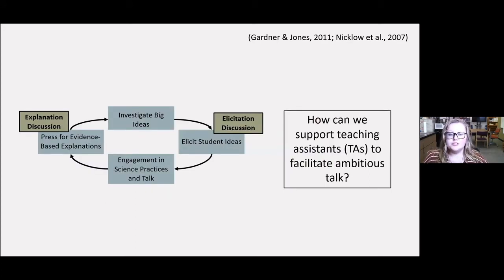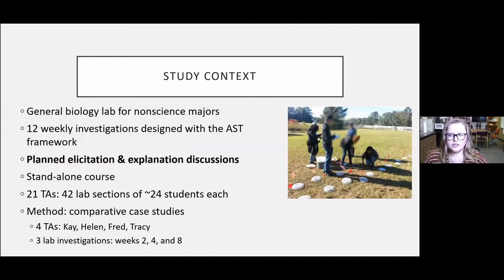And ambitious talk in the classroom and supporting students engaging in this rigorous talk can be incredibly difficult, especially for teaching assistants who often have little to no pedagogical training. And so we were interested in looking at how we can support TAs in facilitating this ambitious talk. And the context for this was a general biology lab for non-science majors. The course was designed using ambitious science teaching with planned elicitation and explanation discussions. It is a standalone course requiring 21 TAs to teach it. And for a methodology, we use comparative case studies, looking at four different TAs: Kay, Helen, Fred, and Tracy. And then we looked at them across three different lab investigations during weeks 2, 4, and 8.